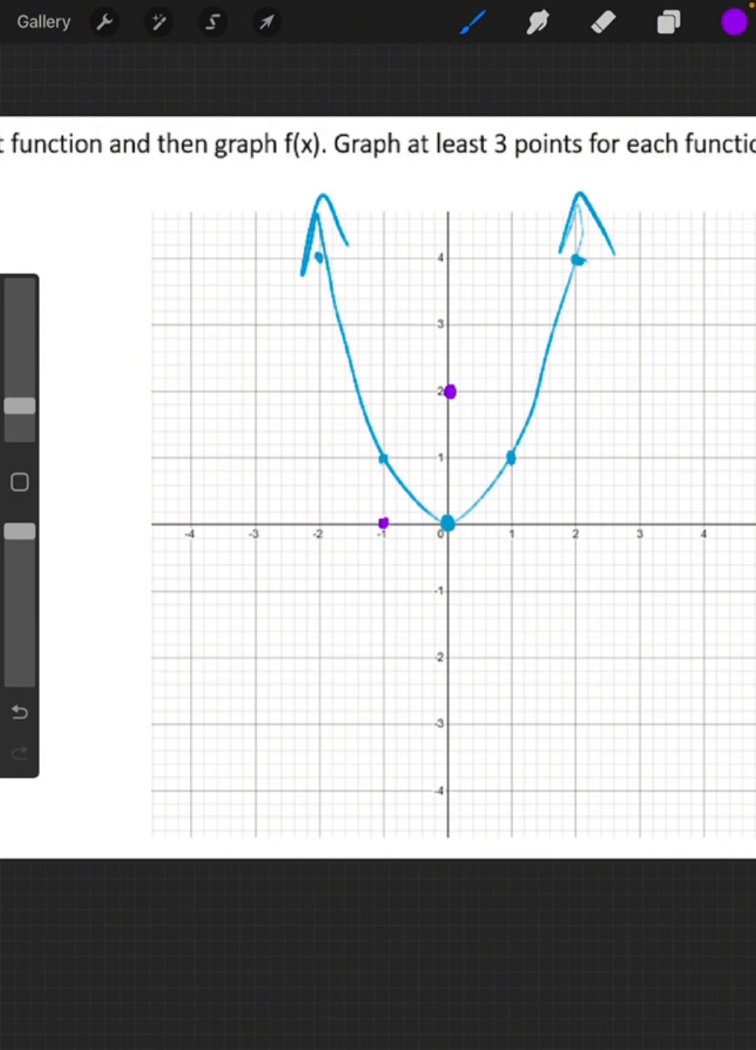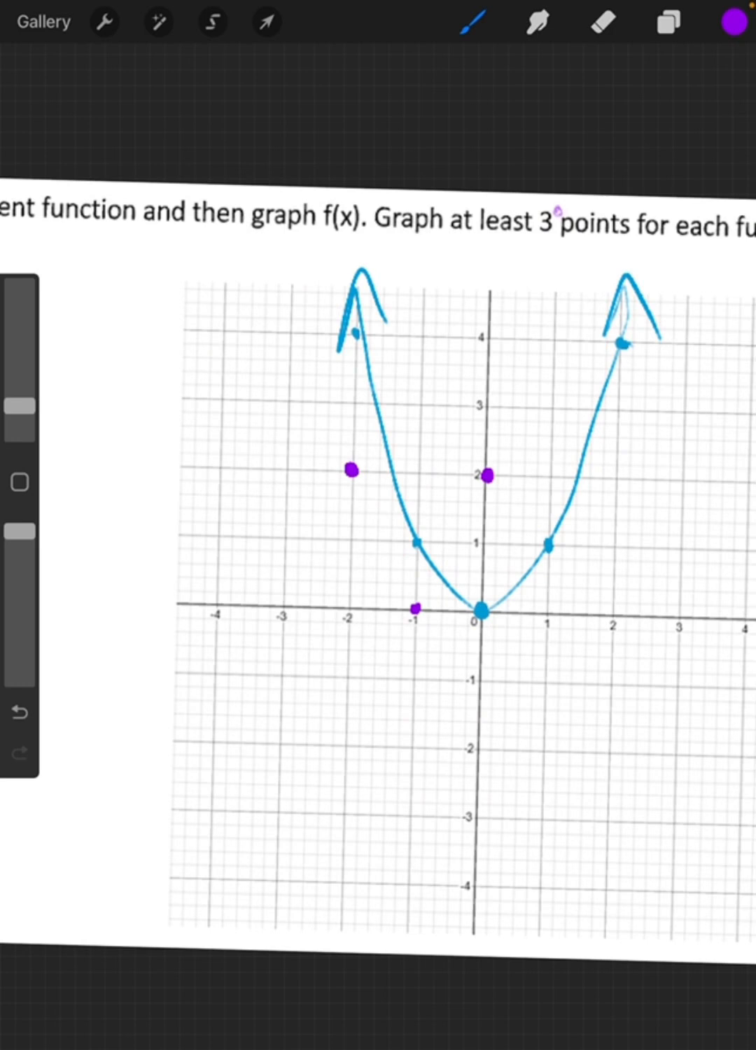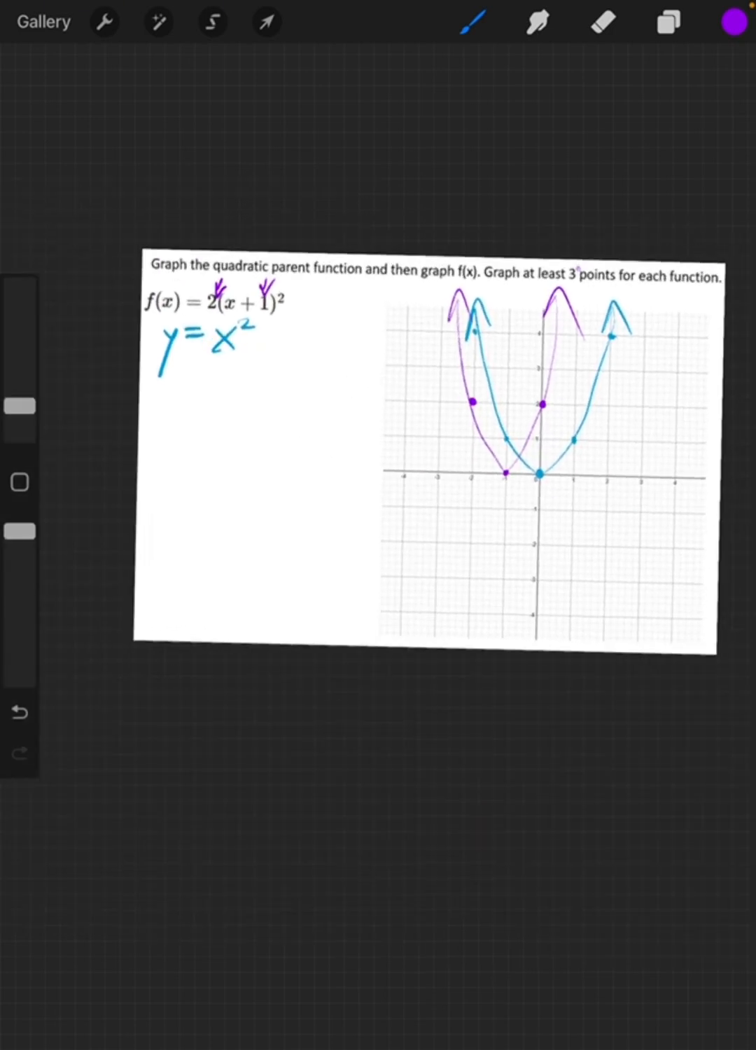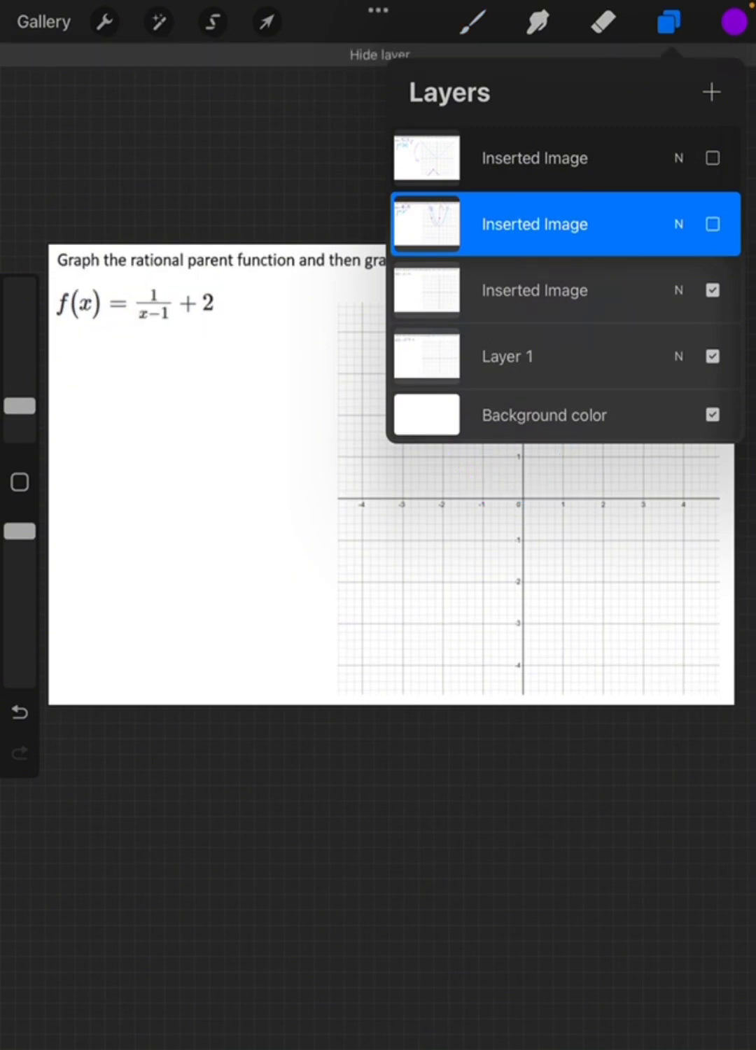So then 2 squared, why do I keep trying to do square root? 2 squared is 4. And then you multiply it by 2. And that would bring it over to 8, which is off the graph, but you get the idea. It's somewhere over here. And then we just do that. Okay. You get my point.